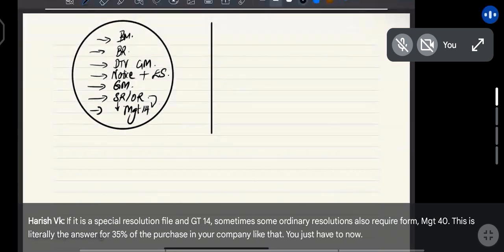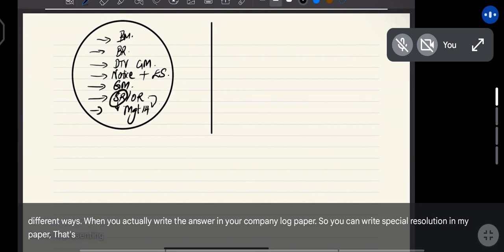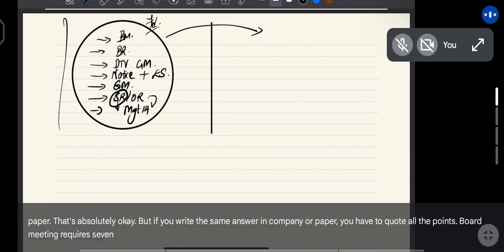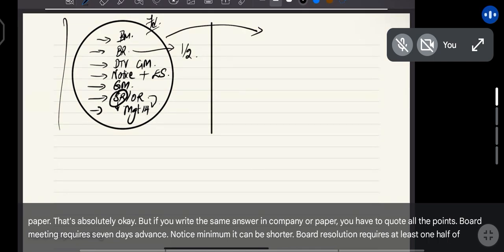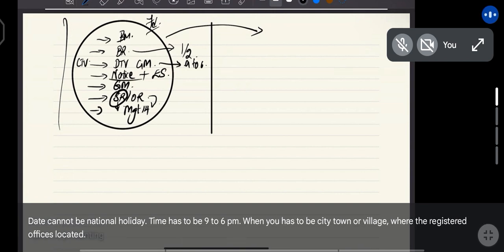You just have to now present the answer in 10-15 different ways when you actually write the answer in your company law paper. So you can write special resolution in my paper. That's absolutely okay. But if you write the same answer in company law paper, you have to quote all the points. Board meeting requires 7 days advance notice minimum. It can be shorter. Board resolution requires at least 1/2 of majority. Date cannot be national holiday. Time has to be 9 to 6 p.m. Venue has to be city, town, or village where the registered office is located. Notice is sent 21 clear days before the meeting.